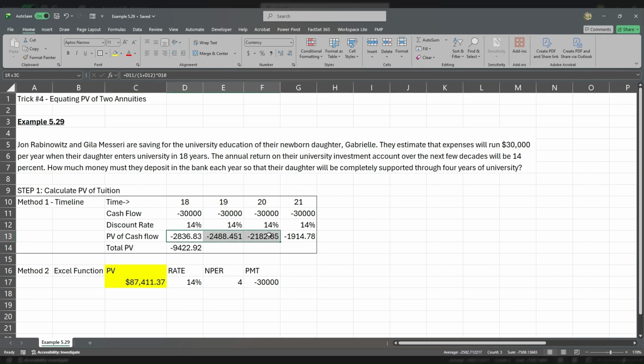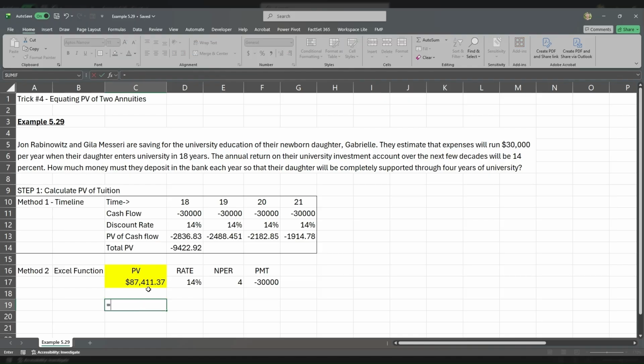I did that directly in my timeline approach because here I'm discounting this amount 18 years. However, when we're using Excel functions, we're using the actual number of payments associated with the annuity, and there's 4 payments. So this is the present value after 4 payments, but these 4 payments start in year 18. So I actually need to discount this 87,000 back to time period 0.